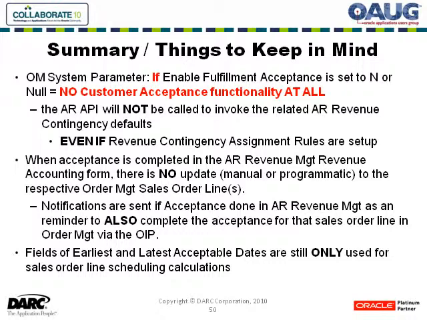When acceptance is completed in the AR revenue management revenue accounting form, there is no update, manual or programmatic, to the related sales order management lines. There's notifications that are sent if the acceptance is done on the AR revenue management side as a reminder to also complete the acceptance for that sales order line in order management via OIP. The fields of earliest and latest acceptable date are still only used for sales order line calculations and scheduling.